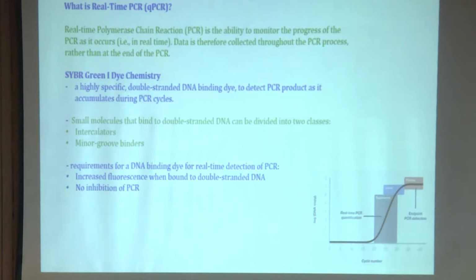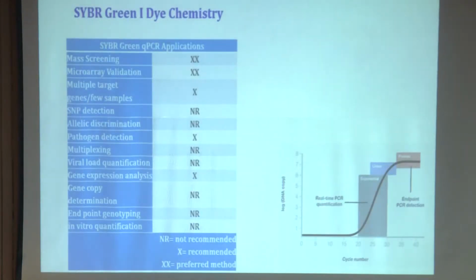And then what are the requirements for a DNA binding dye for real-time detection of PCR? There should be an increased fluorescence when bound to a double-stranded DNA, and there is no inhibition of PCR. If you introduce a chemical molecule like SYBR, it should not act like an inhibitor for the PCR reaction itself. So you have to take care about what you are introducing as a fluorescent chemical molecule in the reaction.